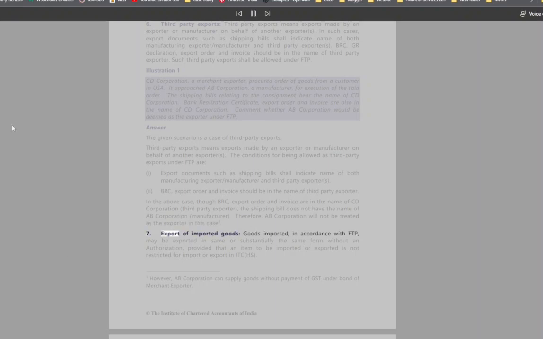7. Export of imported goods. Goods imported, in accordance with FTP, may be exported in same or substantially the same form without an authorization, provided that an item to be imported or exported is not restricted for import or export in ITC, HS. However, AB Corporation can supply goods without payment of GST under bond of merchant exporter.